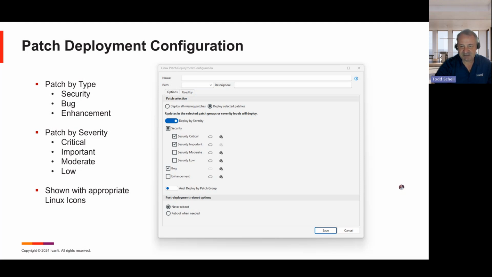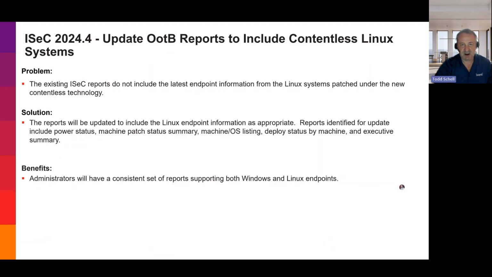We still have a number of things to do. We are, for example, updating a number of the reports to now include the contentless Linux patching. We will have the patch status report by device completed, and we also have the power status report by device completed as well. So there are a few more that we're going to do, and we'll be releasing those in January. We're also starting updates on the APIs underneath security controls to control the Linux patching as well.